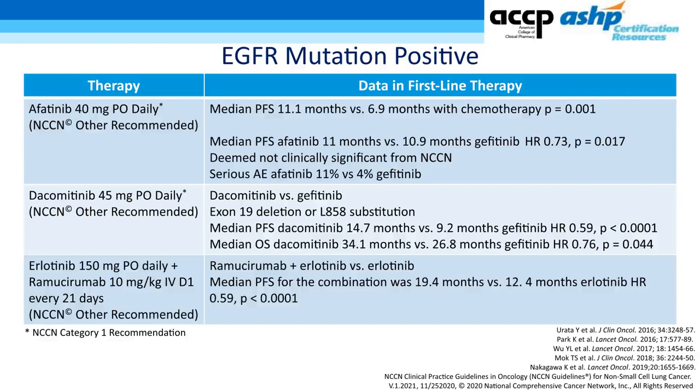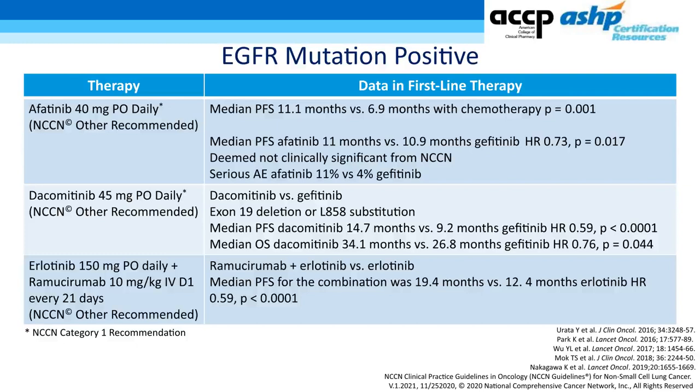Afatinib is an additional option, also though noting that this is an NCCN other recommended categorization, and that was based on data with afatinib compared to chemotherapy showing a progression-free survival improvement. Additionally, it was evaluated compared to gefitinib and deemed not clinically significant from NCCN based upon the toxicity profile observed with afatinib. Dacomitinib is also listed as an NCCN other recommended agent, as well as erlotinib in combination with ramucirumab.